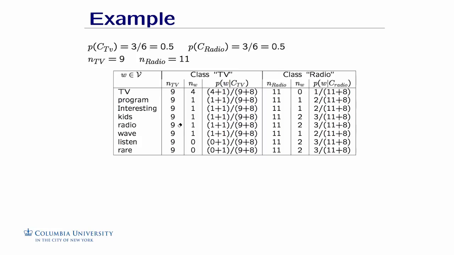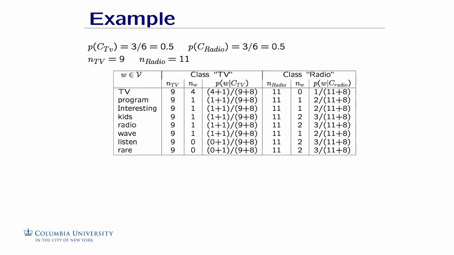All right, so I'm going to calculate the M estimate. We're going to apply the formula: N_W plus 1, divided by N_TV plus the size of the vocabulary. All right, so we have these values here. And given this table, now we can predict any kind of new sentence.